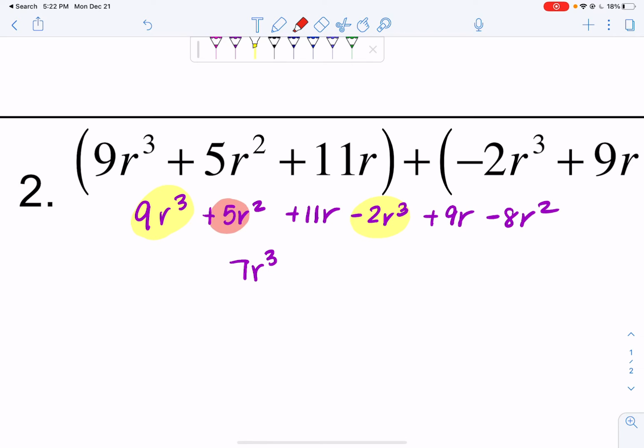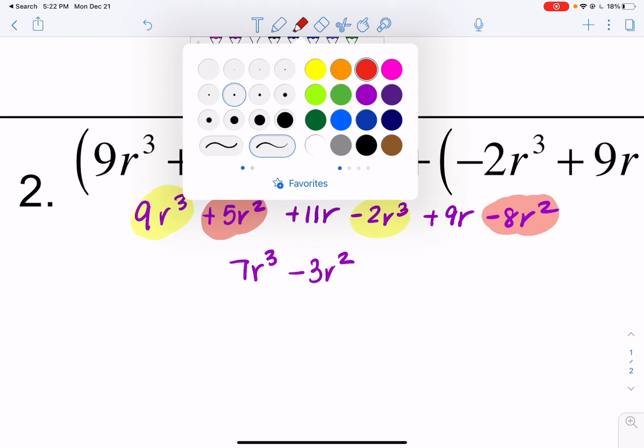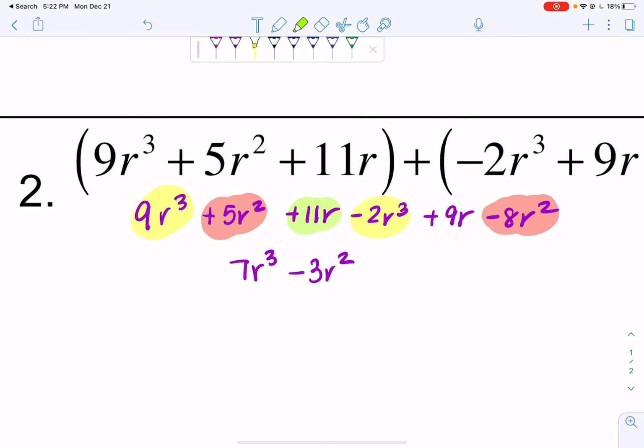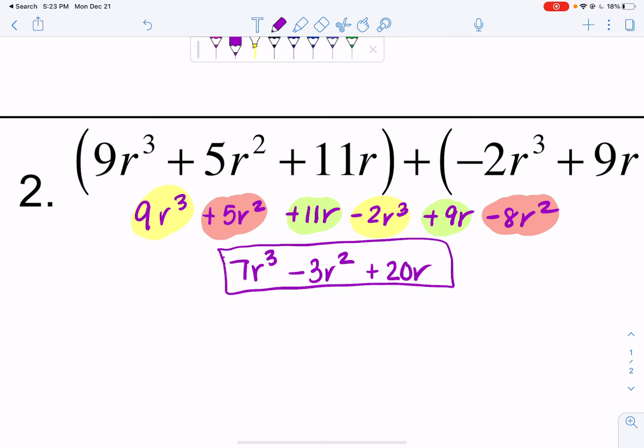Now, what can I combine with my 5r squared? Well, I can combine with my minus 8r squared. 5 minus 8 is negative 3, so I have minus 3r squared. Now, I look, what can I combine with 11r? I can combine it with 9r. 11r plus 9r is 20r. And if I look, this is already in standard form because I'm in descending order for my exponents. So this is my final answer.